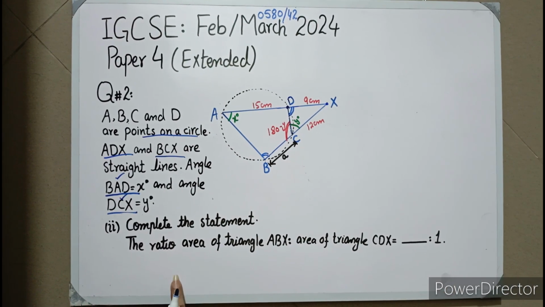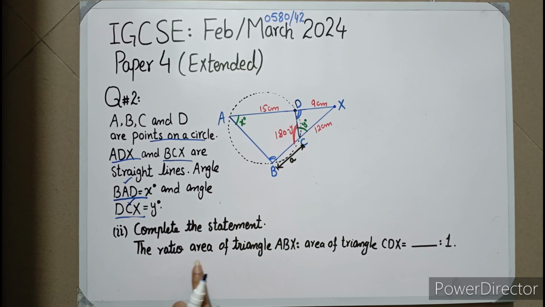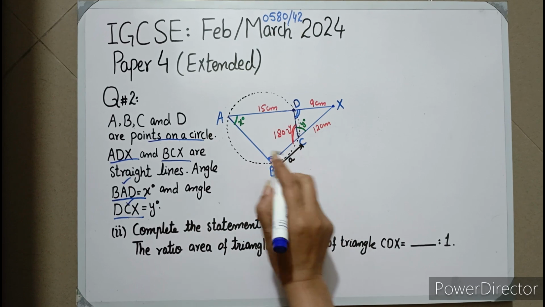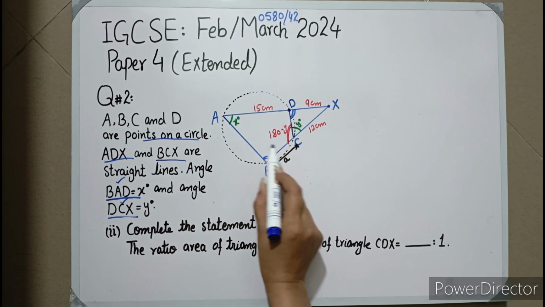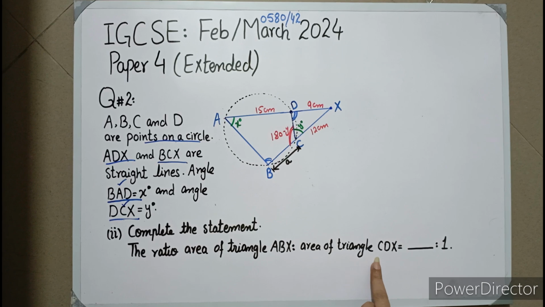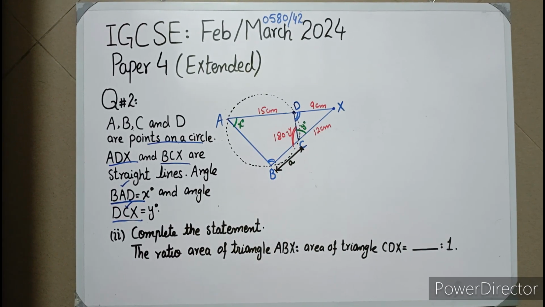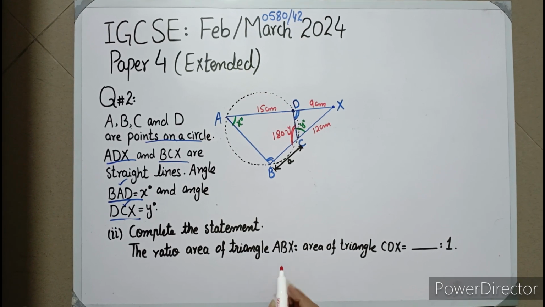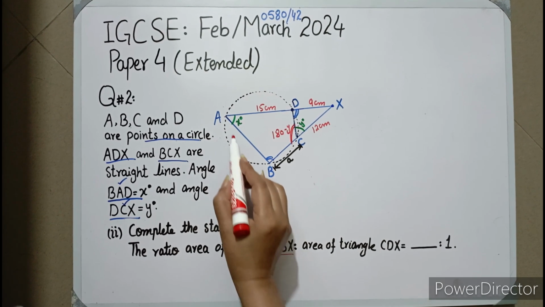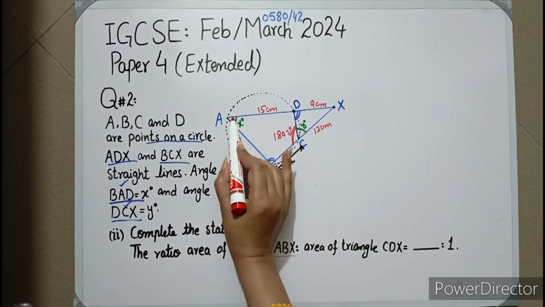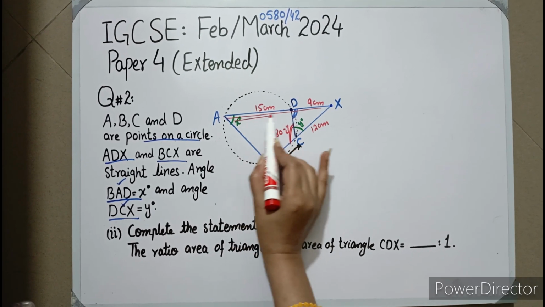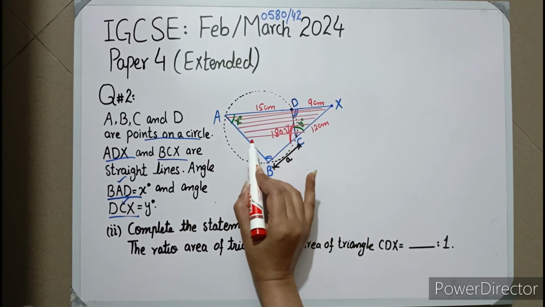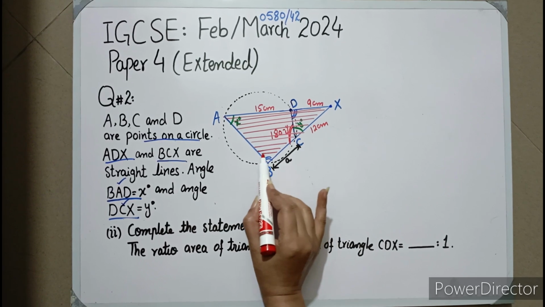The last part of the question says complete the statement. The ratio of the area of triangle ABX to the area of triangle CDX. First you have to know what is meant by area. When you are taking the triangle ABX, ABX is a bigger triangle. You have to find this portion. The portion which is captured by these 3 points is known as the area of the triangle.